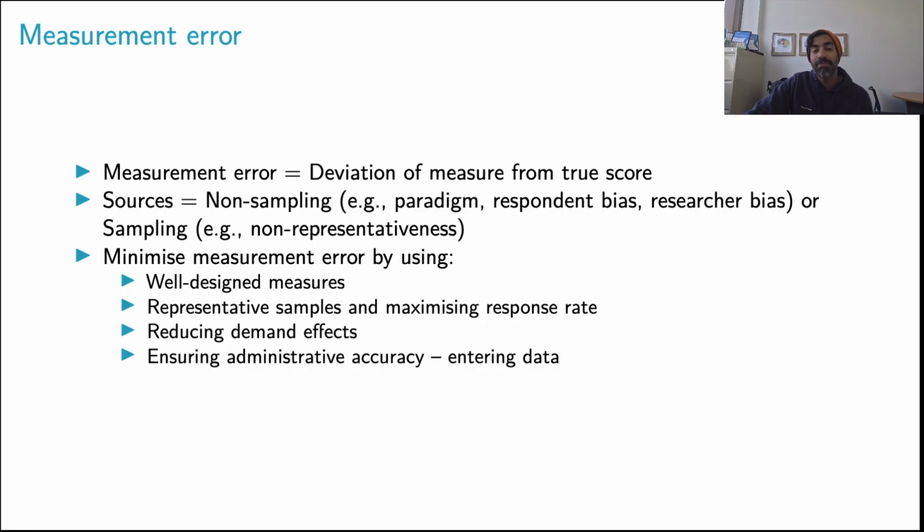And to minimize measurement error, how can we do this? Well, we ensure that we're using well-designed measures. We ensure that our samples are representative and we maximize the response rates of our data collection. We reduce the demand effects and ensure administrative accuracy when entering data. And so at every step from conceptualization to data inputting, there are potential ways in which error can be introduced into your study and your analyses. And so we want to ensure that we're conscious of it at every stage and trying to minimize it as much as possible.